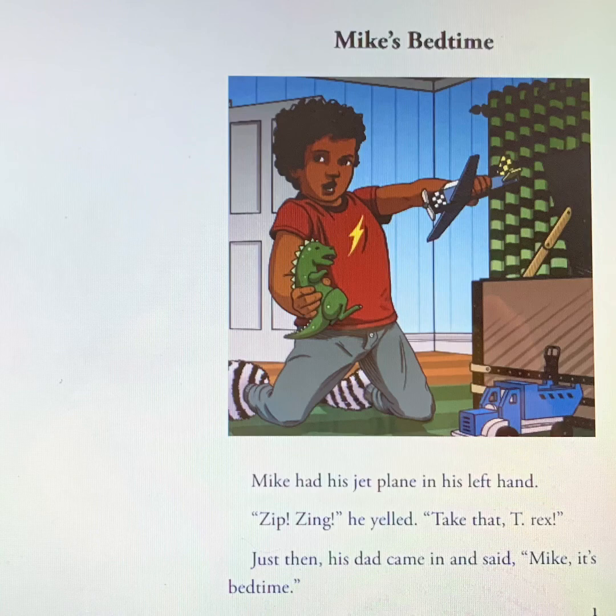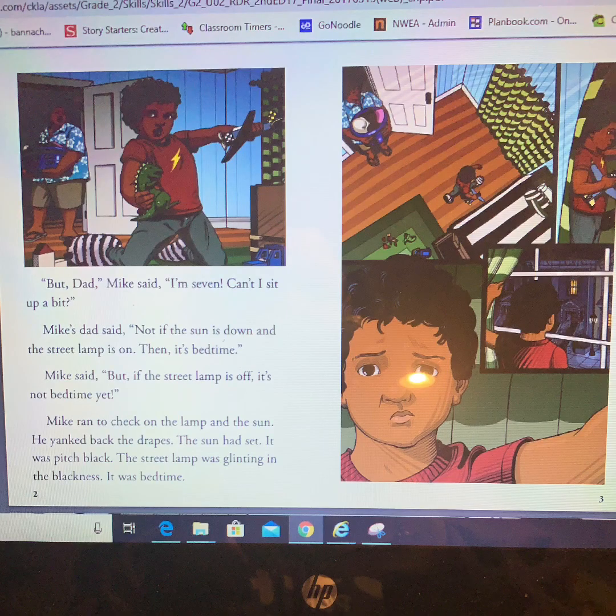It's called Mike's Bedtime. Mike had his jet plane in his left hand. Zip, zing, he yelled. Take that, T-Rex. Just then his dad came in and said, Mike, it's bedtime. But Dad, Mike said, I'm 7. Can't I sit up a bit? Mike's dad said, not if the sun is down and the street lamp is on. Then it's bedtime. Mike said, but if the street lamp is off, it's not bedtime yet. Mike ran to check on the lamp and the sun.